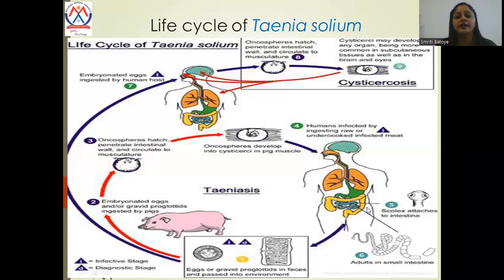Cysticercosis is of different types: mucocysticercosis and neurocysticercosis. Mucocysticercosis mostly occurs in the skin, while neurocysticercosis is an accidental case which occurs when the parasite crosses the blood-brain barrier and settles in the brain. Then it causes neurocysticercosis.